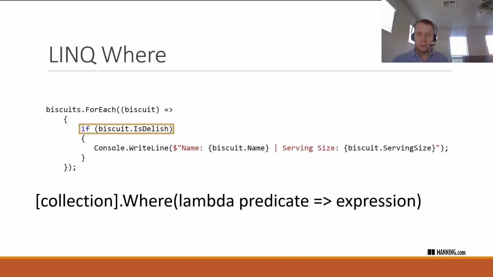So within this for each method, we have a method body, and we have here a conditional that checks whether a biscuit is delicious. If a biscuit is delicious, we print out its name and its serving size. Now, we were able to condense the for each loop a little bit by using a LINQ method, so perhaps we can do the same with this conditional check. Well, if we use the LINQ Where method, we may be able to say for this collection, select all elements where condition is X, where those are valid.